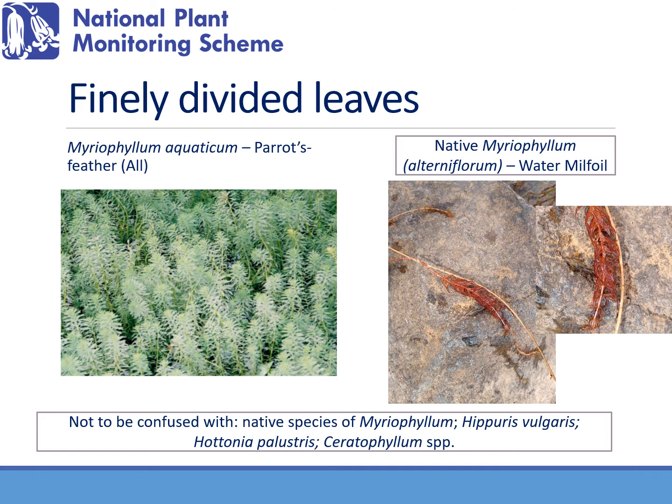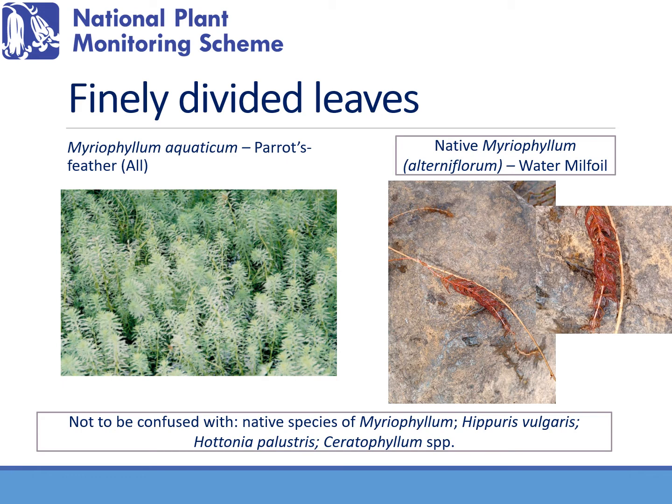Our final category of submerged plant are those which have finely divided leaves. There are several species of native submerged plant which have finely divided leaves, but the main species that you need to look out for is a non-native or invasive species called Myriophyllum aquaticum, or parrot's feather, which is shown on the left here. Parrot's feather has submerged stems, but it's almost always characterised by also having these emergent stems, and they would be the feature that I would mainly look for.